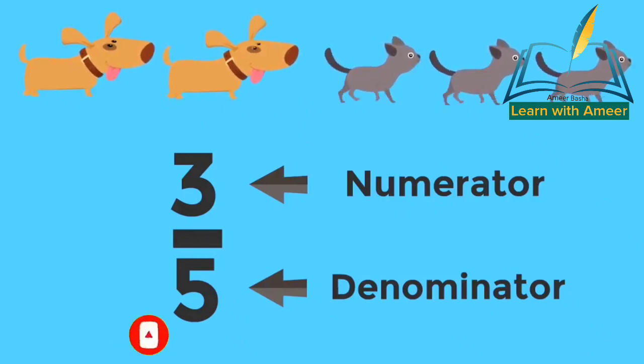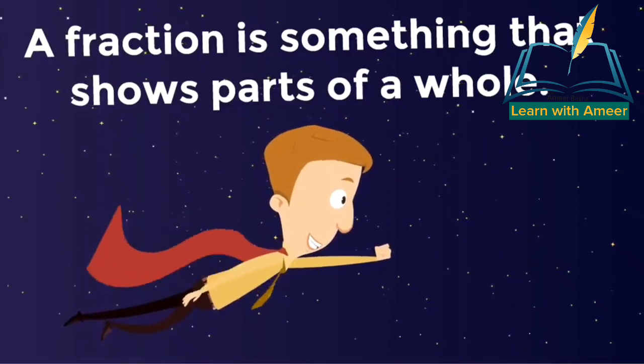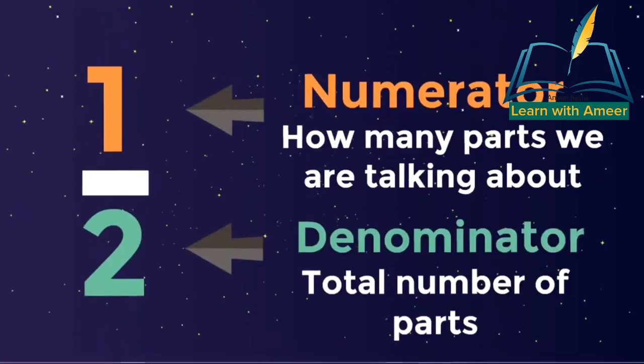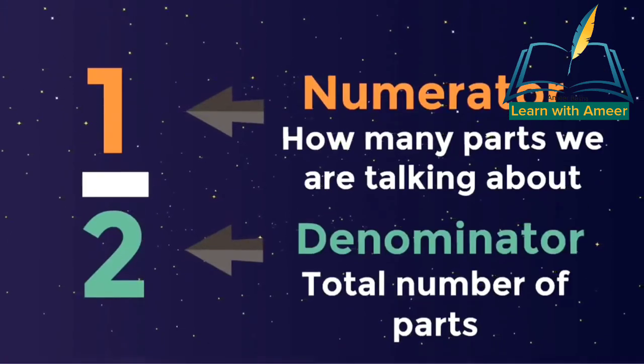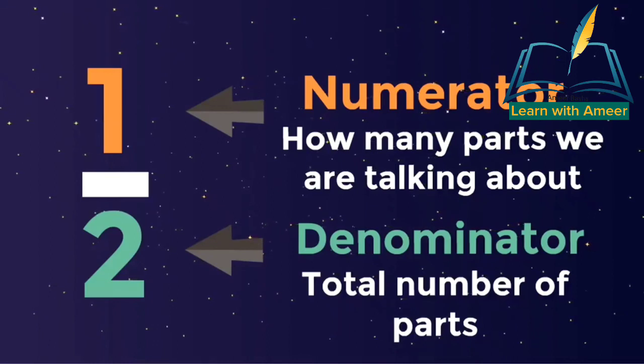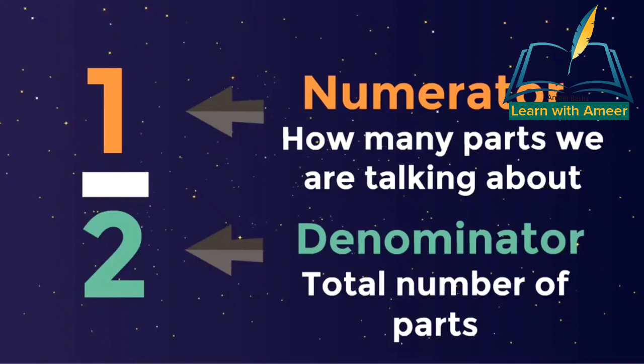See here children, we'll try and revise our concept one more time. So we started off with fraction. A fraction is something that shows parts of a whole. Then afterwards we saw 1 by 2. So top part is numerator, down part is denominator. Top part shows how many parts we are talking about and the denominator shows total number of parts.